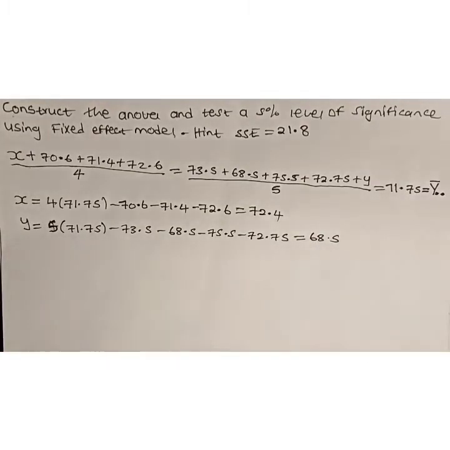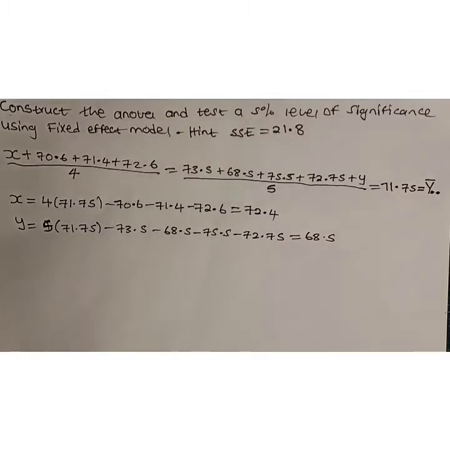So now that we know the mean of treatment 3, which is 72.4, and the mean of block 5, which is 68.5, we can first find the sum of squares of treatment and the sum of squares of blocks, since we have SSE, so that we can construct our ANOVA.